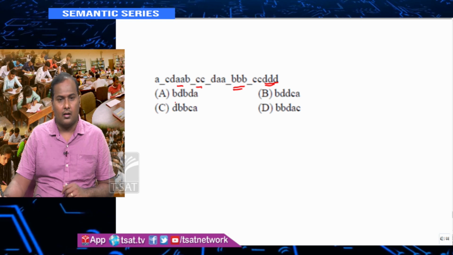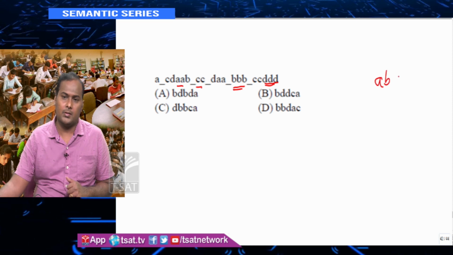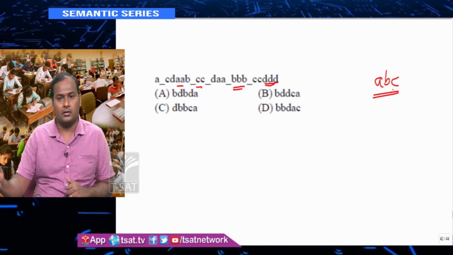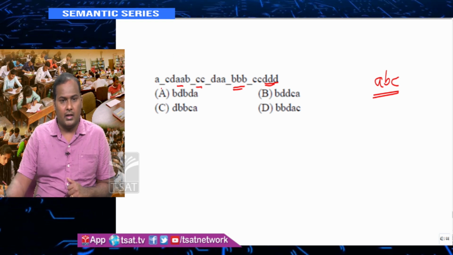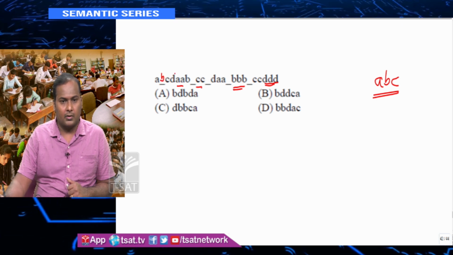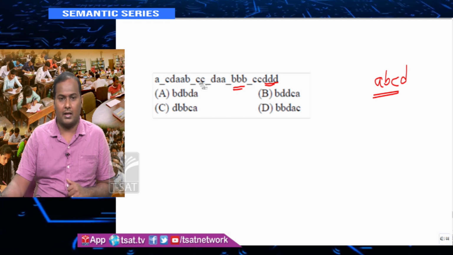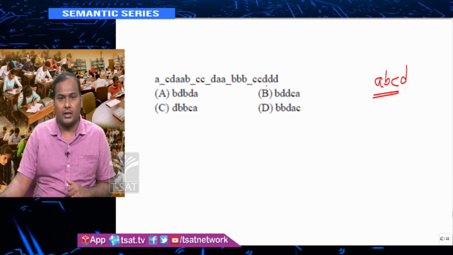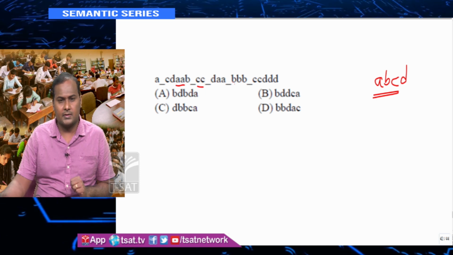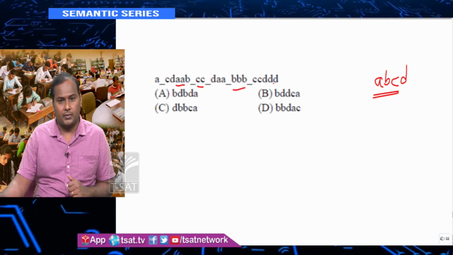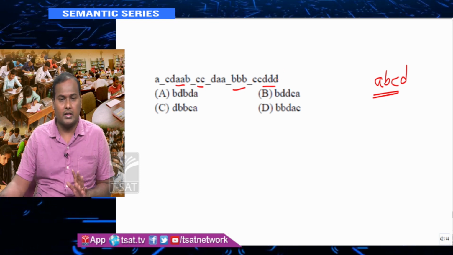Once I get that idea, total how many letters here? Only three letters. What are they? A, B, C. And I will try to fill these letters and get the answer. See the first one here, A gap C. So I will try to keep B, A, B, C, D. So I will try to increase the letters also. See, the pattern is very same. The repetition is increasing. That's what I find out. Initially AA, then CC, only two repetitions. Finally BBB, three repetitions, DDD, three repetitions. So the logic is the repetitions are increasing.